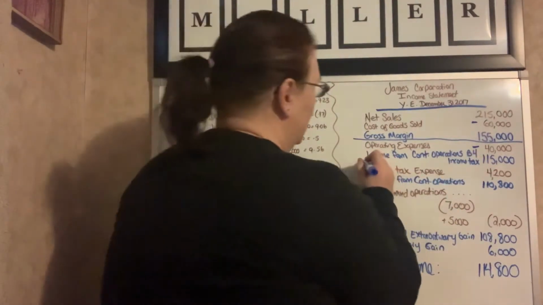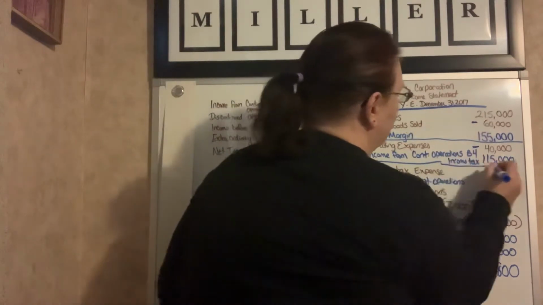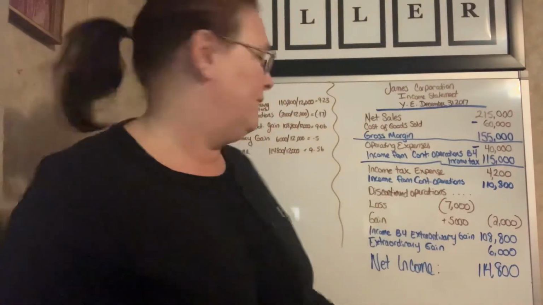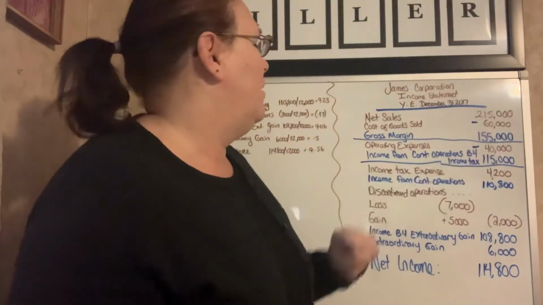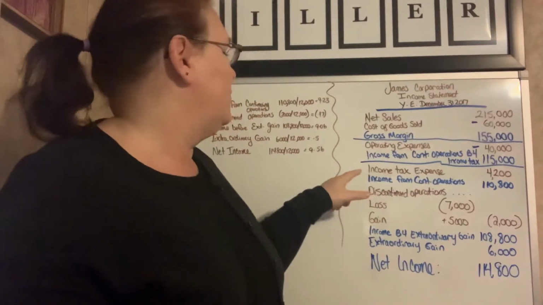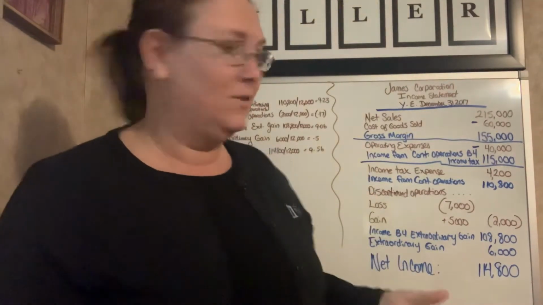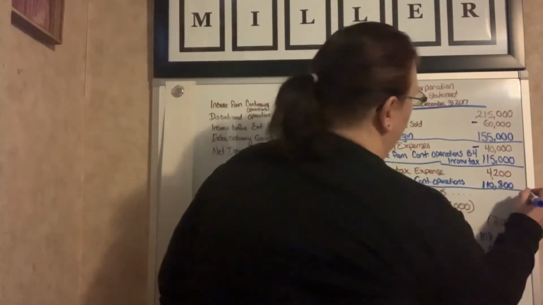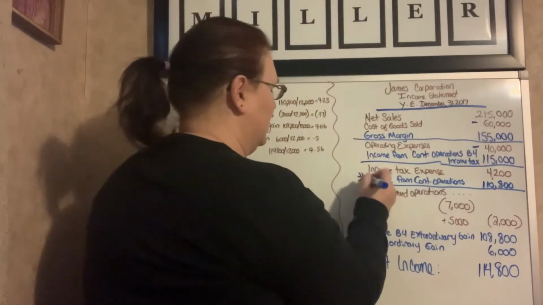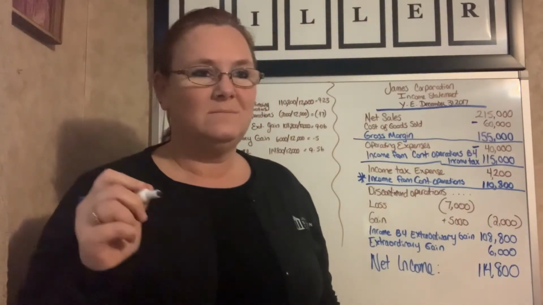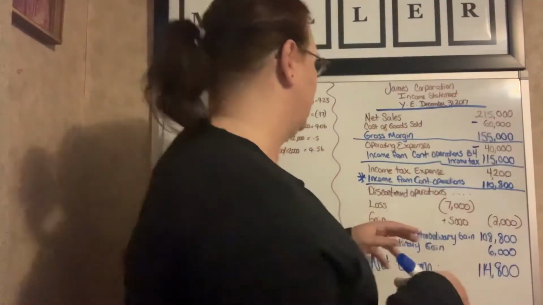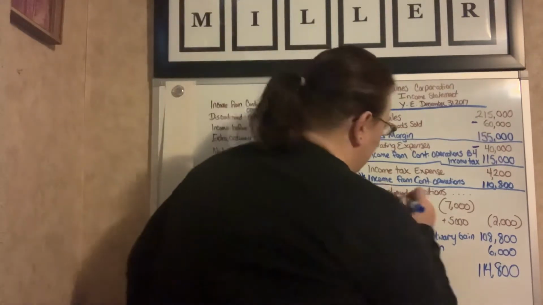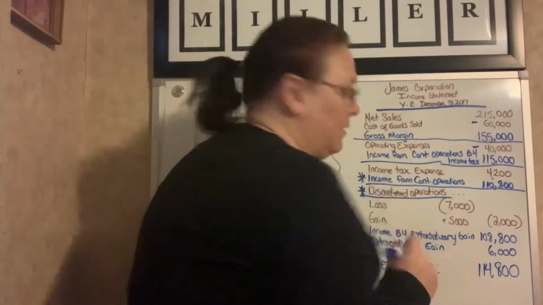This is what we call income from continuing operations before income tax. It's a big long label. I couldn't get it all in there, but I did in your Canvas. So we have that total, $115,000. Then we subtract the income tax expense. They give you that. It's $4,200. That comes to income from continuing operations. These are key figures because you're going to need those later on for determining your earnings per share. So then this next one, discontinued operations, that is its own little calculation.